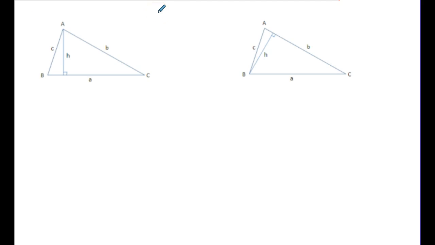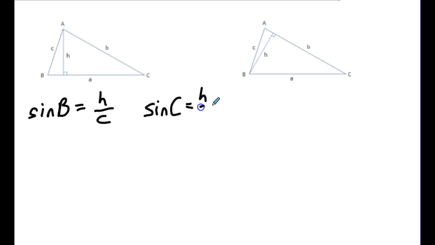Now we need to go through a proof for where the law of sines comes from. First, we're going to focus on the left side. We have the triangle ABC with an altitude drawn in from vertex A perpendicular to side BC. There's a couple of different equations we can write. First, we know that the sine of angle B is equal to h over c, and we also know that the sine of angle C is equal to h over b. We could isolate both these equations to get h by itself.